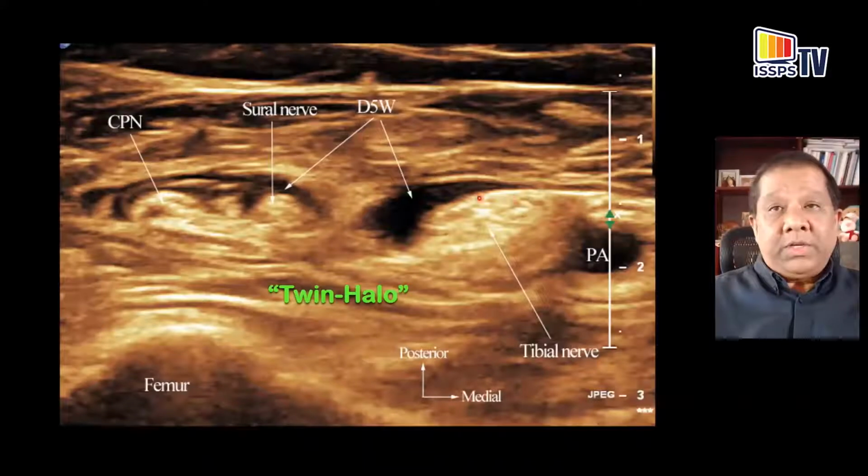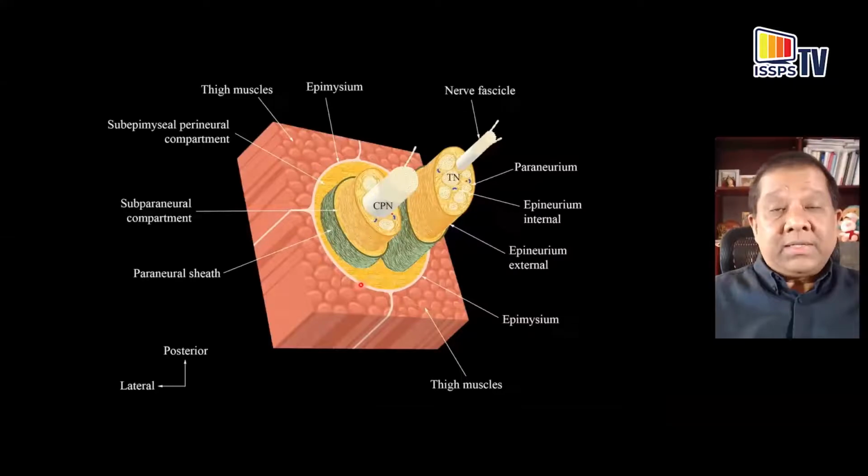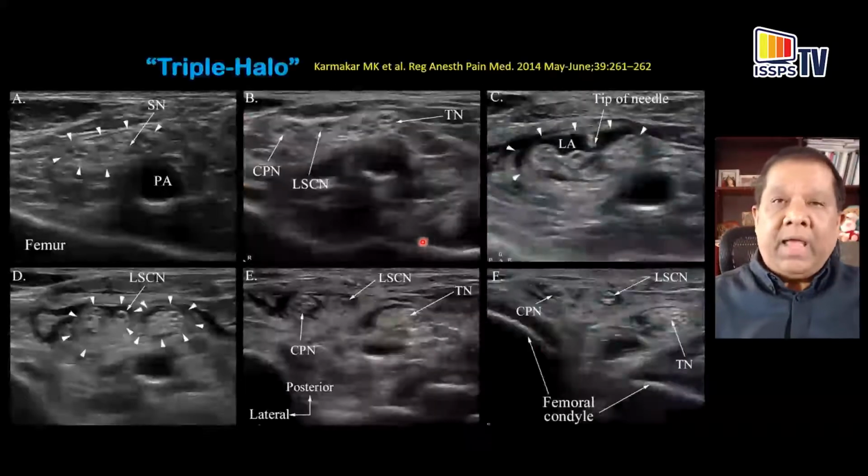Now, you not only see 2 halos, you can see now this is the sural nerve, and this is the common peroneal nerve as they're separating. You can see this creates this trihalo. So the anatomy is now more complex. You can see here, the common peroneal, the circumneural sheath actually follows the individual nerves. And why not? Because this is an integral part of the nerve, and it does so.